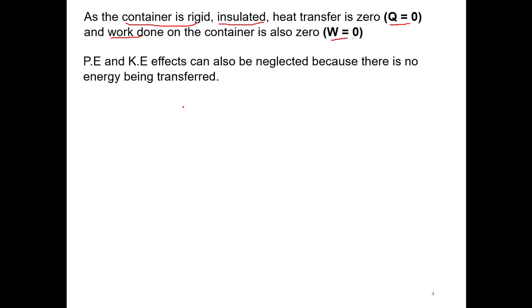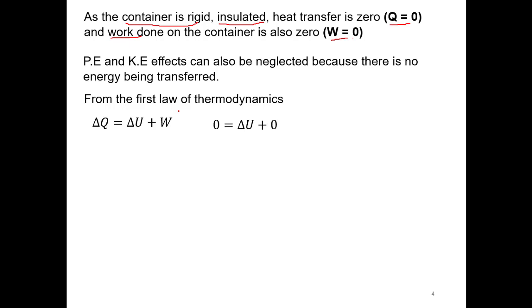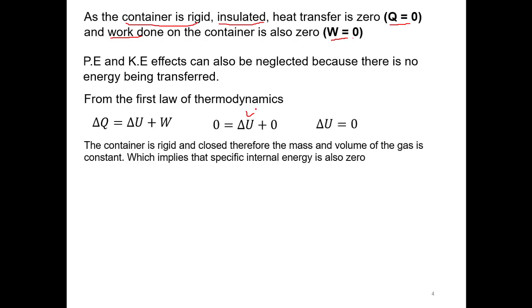So if we apply the fundamental law, the first law, then we know the heat transfer is equal to the internal energy change plus work done. If we put in the values, the first term is 0, work done is 0, so the only remaining term is the change in internal energy, right? That's equal to 0. Now we know that the container is rigid and closed, therefore the mass and volume of the gas are constant. So we can also specify this in terms of specific internal energy. So specific internal energy change is also equal to 0. Small delta u is equal to 0.